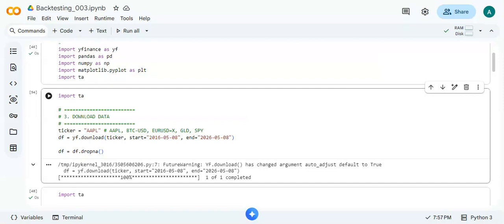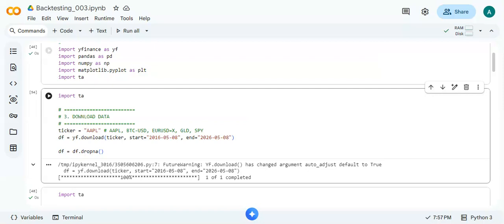Just to mention an important factor, I'm using the most recent data here, as you can see, 8th of May 2026, and we are going to backtest the strategy for exactly 10 years, from 8th of May 2016, so that it will be comparable, not more nor less, to the other strategies.